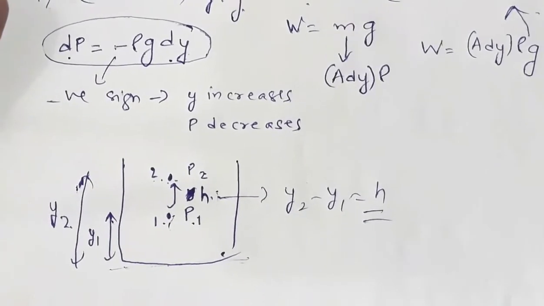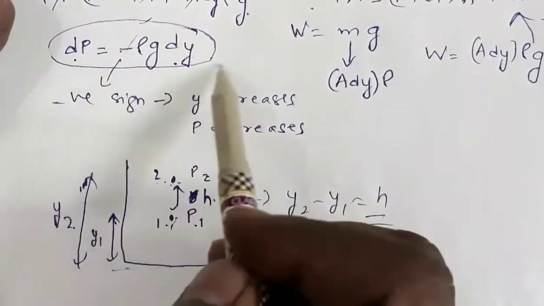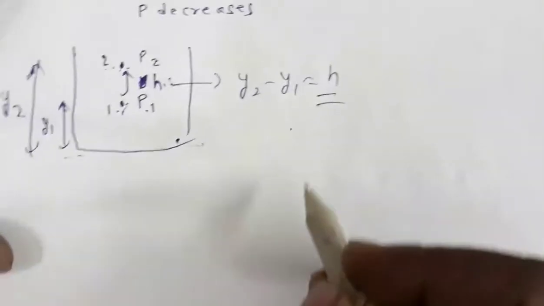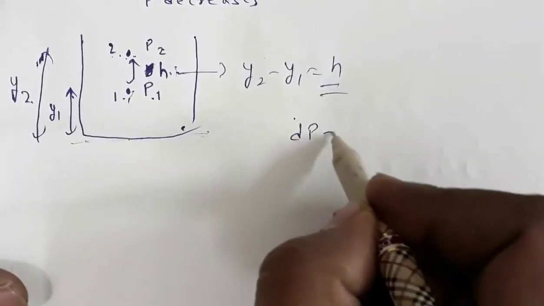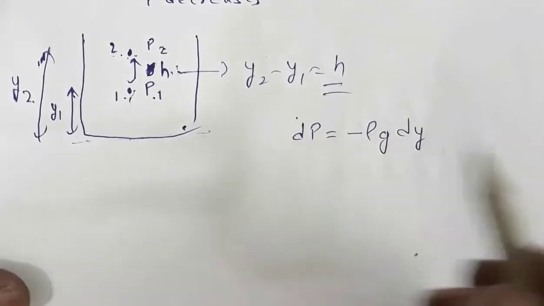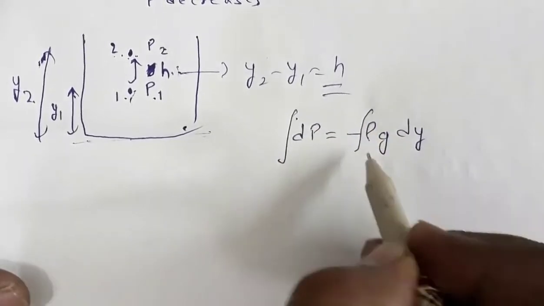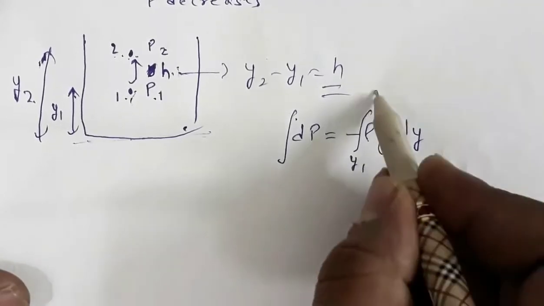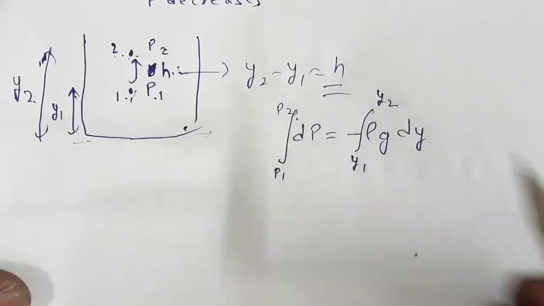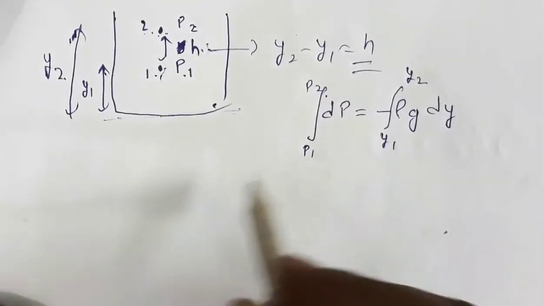Okay, so now we have this expression for dP. We have dP is equal to minus rho g dy. Now let us integrate this from y1 to y2. This is P1 to P2. So if you integrate it, what do you get?